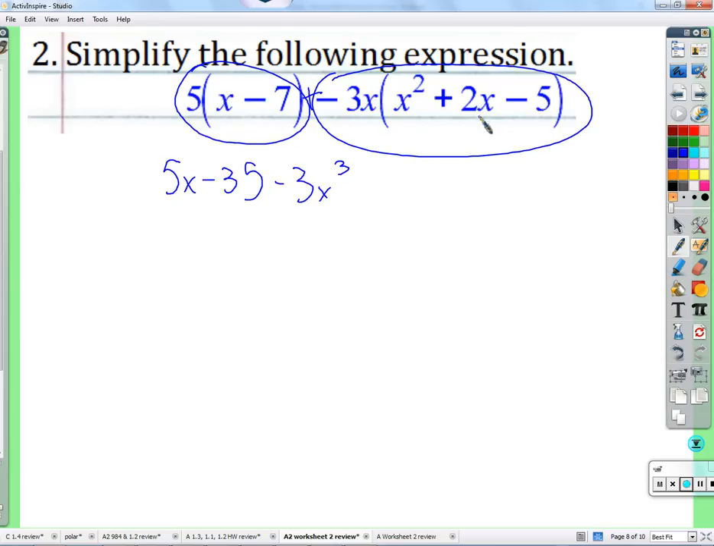Negative 6x squared. Negative 6, x times x is x squared. And negative 3 times negative 5, plus 15x. It's probably the x that gets forgotten the most often. Don't forget that x.